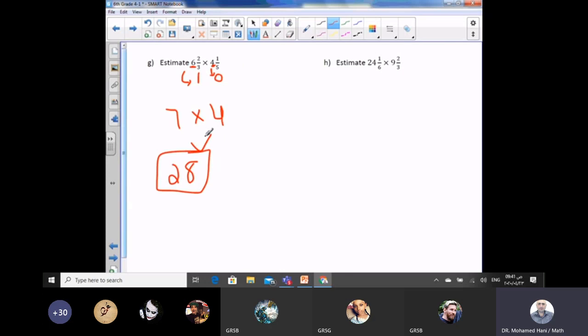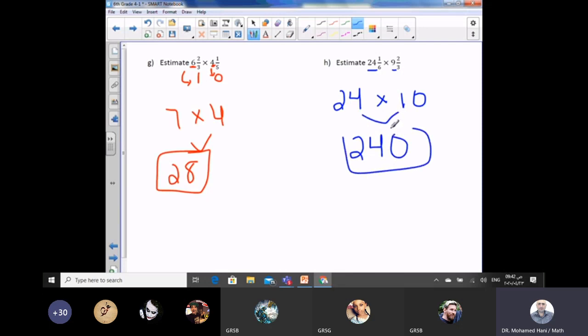Let's do another example. Letter H. We have 24 and 1/6 and 9 and 2/3. 1/6 is pretty close to 0, so I would say that the 24 stays the same. Over here, 2/3 is pretty close to 1, so I'm going to add 1 to 9 and say this is pretty close to 10. So 9 and 2/3 is close to 10. 24 times 10 is 240.